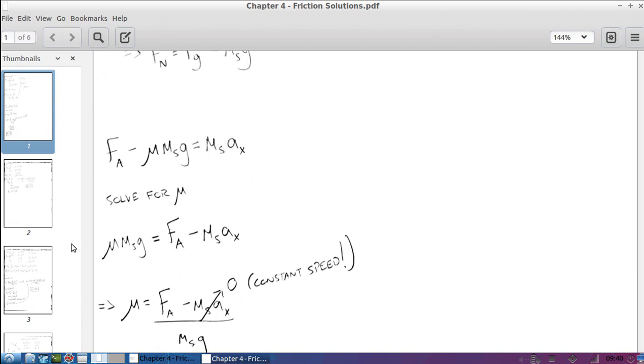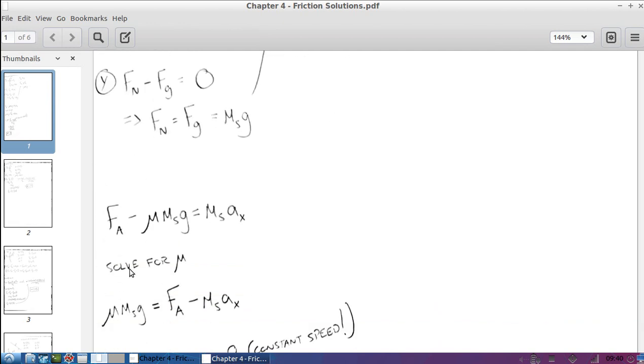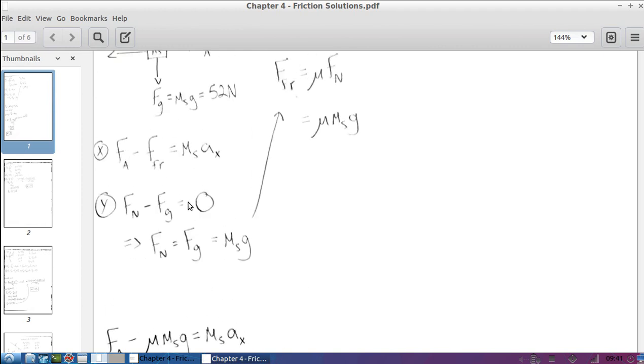if I want to try to solve for mu here, the frictional force is mu times the normal force, which I know. So I'm going to take Newton's second law in the x direction, and I'm going to replace friction with mu times the normal force. But I don't know the acceleration. I can't solve this right now because I don't have the acceleration.